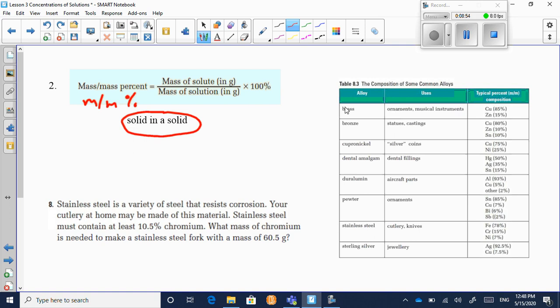And so a good example is brass, which is made up of copper and zinc. Well, the copper is 85% mass. So 85% of the alloy is copper and 15% of it is zinc. Another example is stainless steel. It's made up of 78% iron, 15% chromium, and 7% nickel. And so you can see different types of examples of alloys.